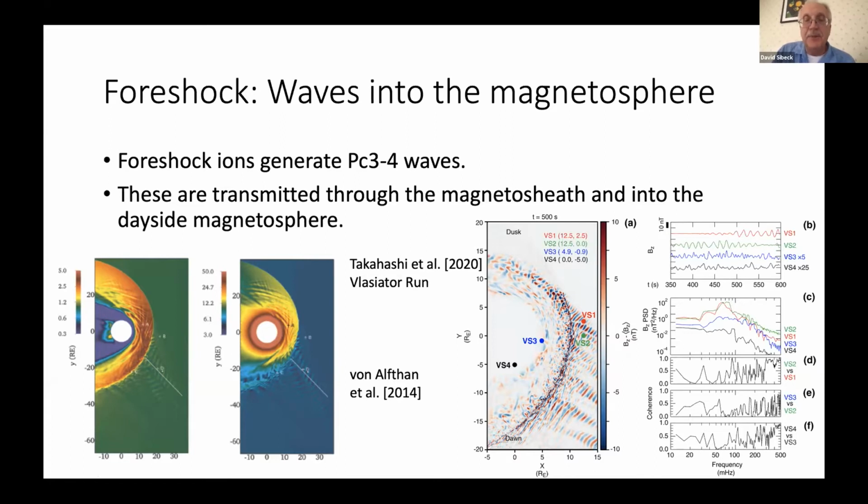I can't find my pointer. In the foreshock and propagating through the sheath and getting into the magnetosphere. Cool stuff. Whoops.